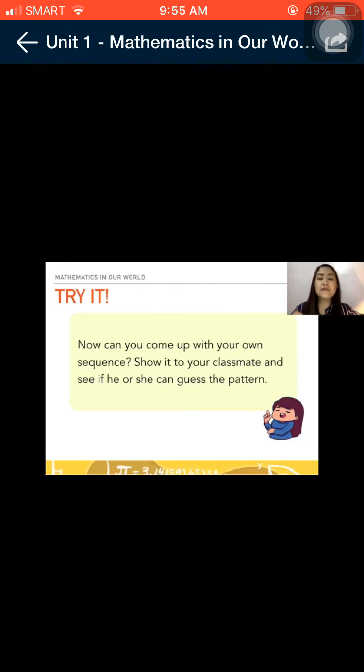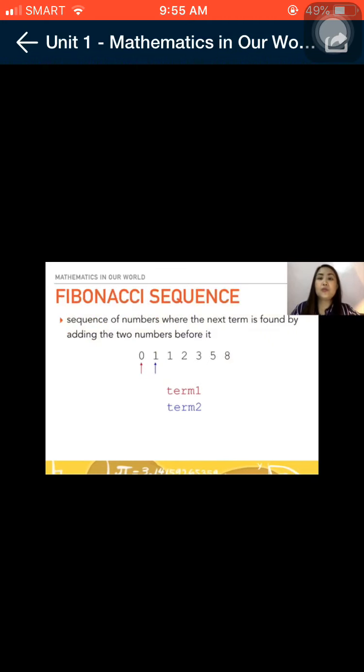Alright, now that we've learned the basic types of sequences, we will learn a special type of sequence, which we will call the Fibonacci sequence. In the Fibonacci sequence, we get the next term by adding the two numbers before it. For example, it starts with 0 and 1. To get the next term, we add 0 and 1.